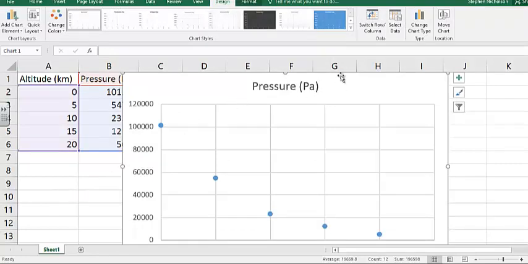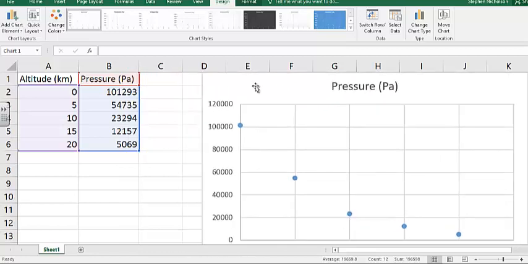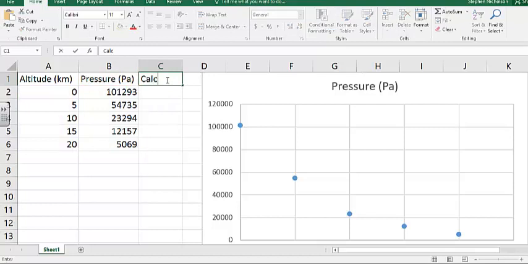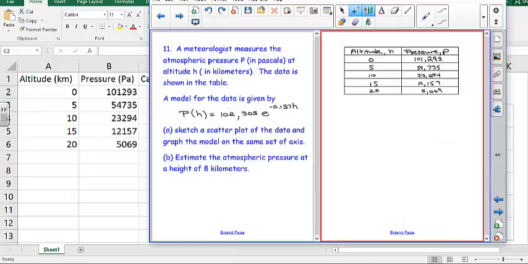Now, they've given us an equation that supposedly fits this data. So what we can do is calculate the pressures based on this model. So the model is, let me write this down, 102,303 e to the minus 0.137 h, where h is the height.